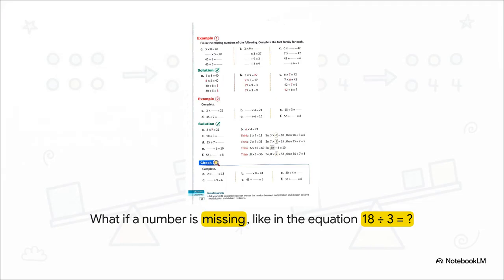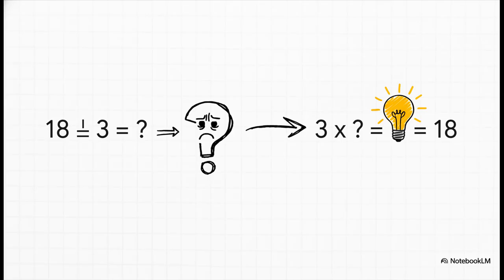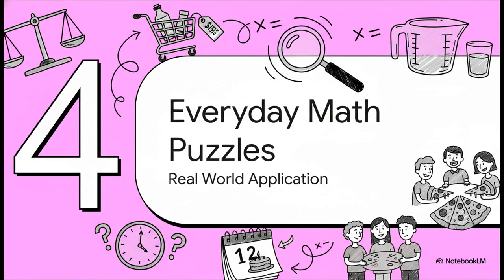Now, this is where it gets really powerful. Fact families are like a secret weapon for when you have a missing number in a problem. So take a look at this one. 18 divided by 3 equals, what is it? Well, instead of staring at it and getting stuck, you can just flip it. Use what you know about the fact family. Just ask yourself the inverse question: 3 times what gives me 18? A lot of us know that one off the top of our head. It's 6. So if 3 times 6 is 18, then 18 divided by 3 has to be 6. See how that works?